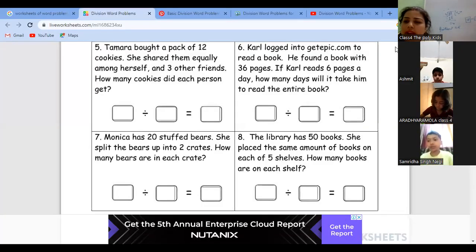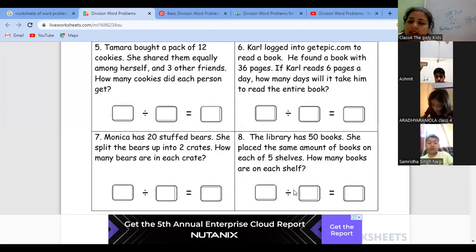First of all, Ashmit, tell me what is the answer? Ma'am, 6. Yes, very good. 36 divided by 6 is 6. Very good. Now it's the turn of Aradhya. You have done it, beta, or not? No, ma'am. Okay, Samrit. Ma'am, 10. Yes, very good. 50 divided by 5 is 10. Very good.